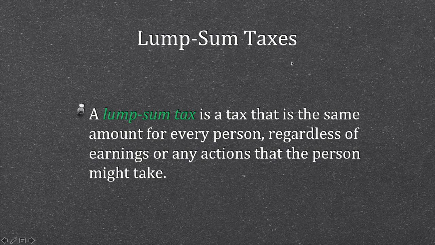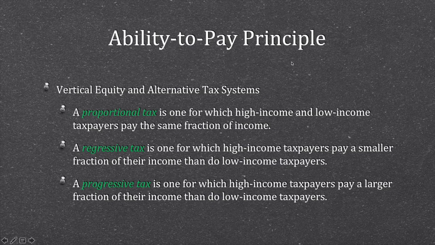So when we look at the ability to pay principle, there's really three different types of taxes that we want to look at. There's a proportional tax, a regressive tax, and a progressive tax. A proportional tax, the percent is the same for everyone. This is also called a flat tax. So if it's 15%, everyone pays exactly 15% of their income. If you make $100,000, you pay $15,000. If you make $10,000, you pay $1,500. If you make $100, you pay $15.